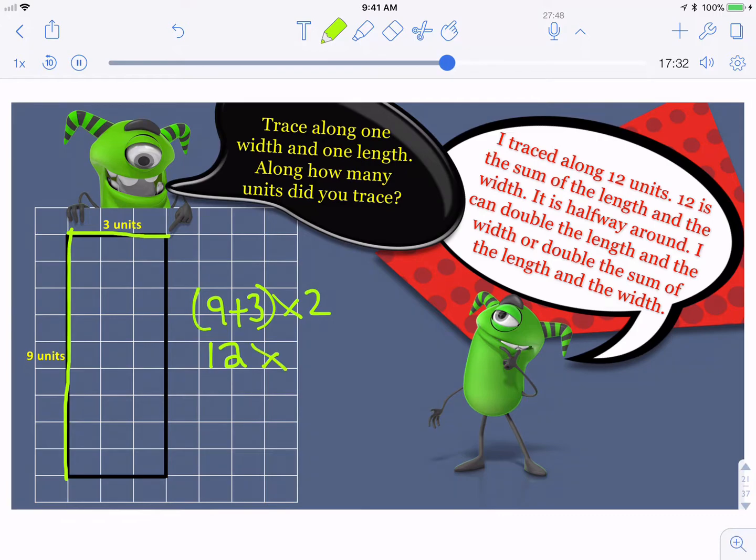So I could double the length, which would be 9 plus 9, that would be 18, and double the width. 3 plus 3 is 6, so 18 plus 6. I could do it that way and get 24. Or I could double the sum. So I could say 9 plus 3 is 12. 12 plus 12, or 12 times 2, or 12 doubled, is 24.